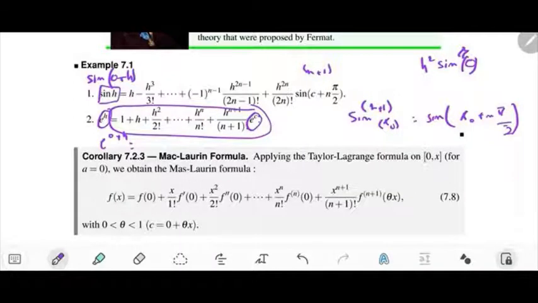Now if you apply the Taylor-Lagrange formula on the interval [0, x], so now a is equal to 0 and a+h will be equal to x, then you obtain what we call the Maclaurin formula, that is written as f(x) equals f(0) plus x f'(0), etc. And at the end, instead of writing c in the Maclaurin formula, we write θx, where θ is a number between 0 and 1. Technically, we are replacing c by 0 plus θx. Of course, if θ is between 0 and 1, θx will be a number between 0 and x. So it's only a representation of this number as a function of x.